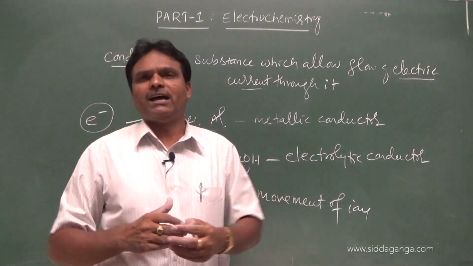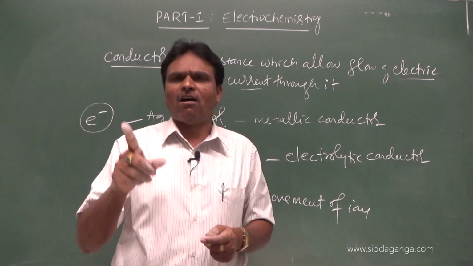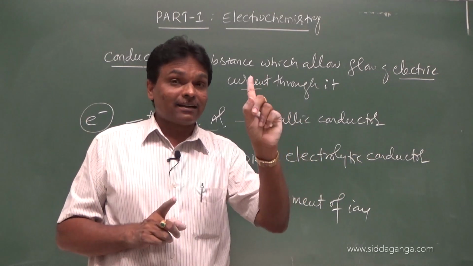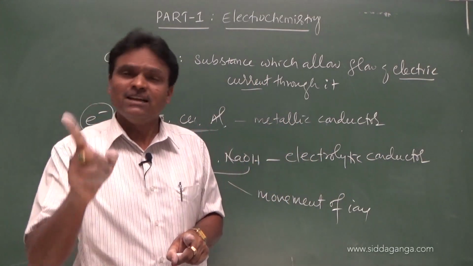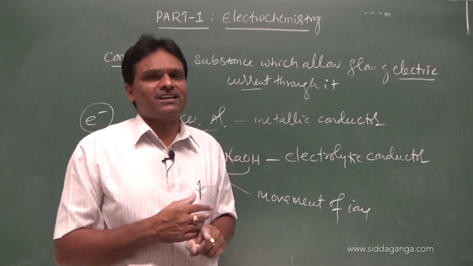Because the cathode has a higher potential value than the anode, electric current always flows from cathode to anode in a cell. But electron movement takes place from anode to cathode, because at the anode electrons are lost. So what is meant by oxidation?